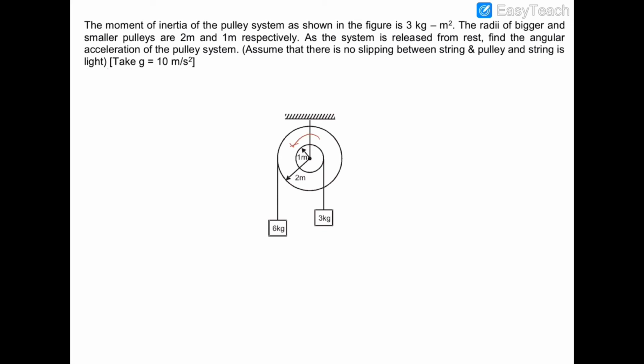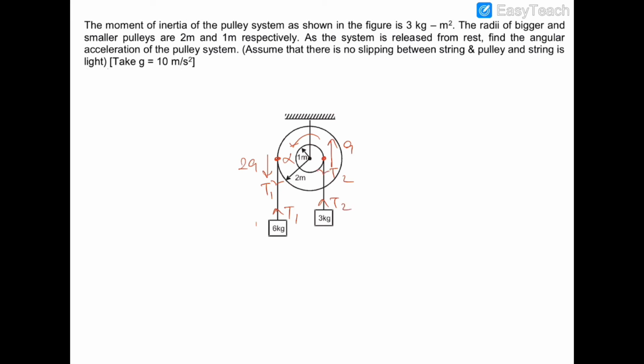So let's suppose the angular acceleration of this pulley is alpha, and the acceleration of this point is a, then acceleration of this point would be 2a, because this point is at a distance of 2 meter and this point is at a distance of 1 meter from the center of rotation. So their accelerations would be related like that. Now let us assume that the tension in this string is T1 and the tension in this string is T2.